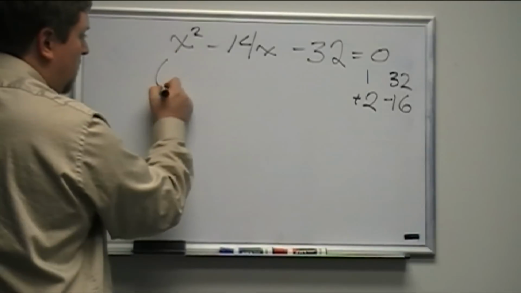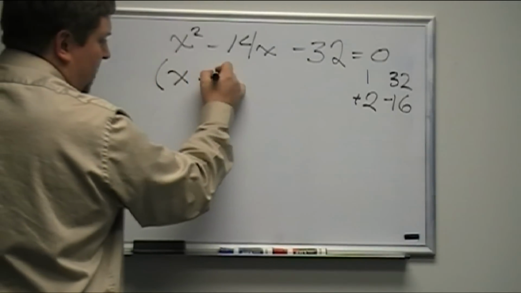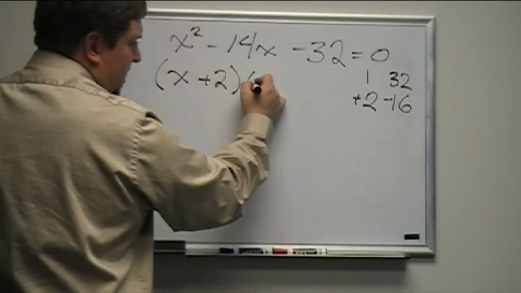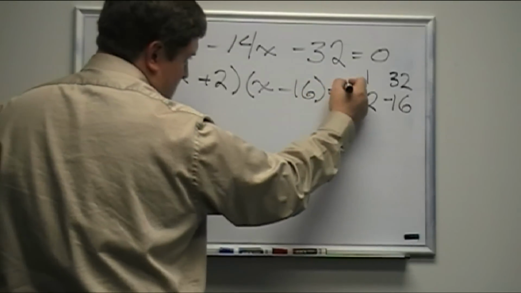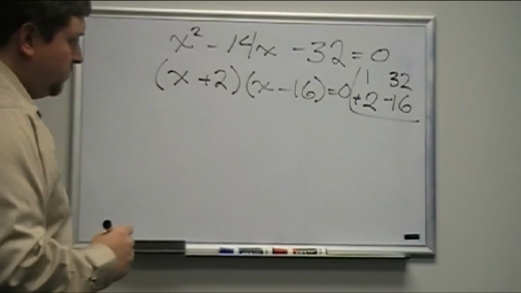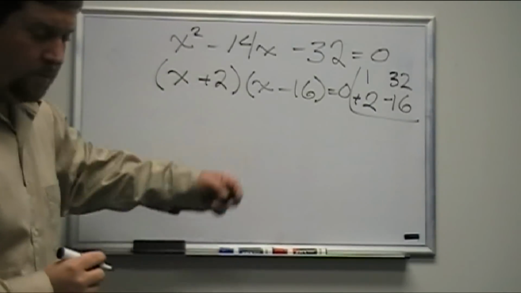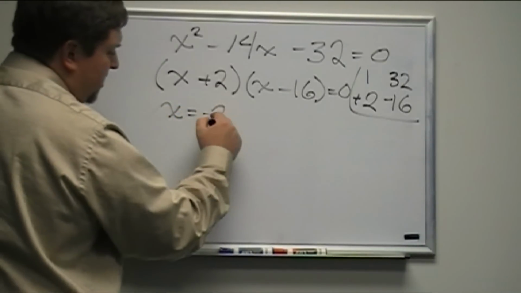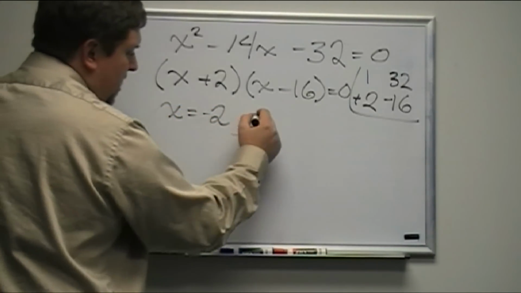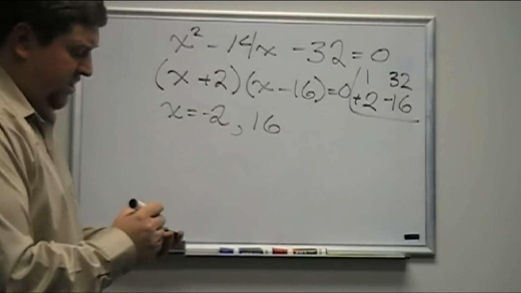So, x plus 2 times x minus 16 equal to 0. So, my two answers are x is equal to negative 2 and positive 16.